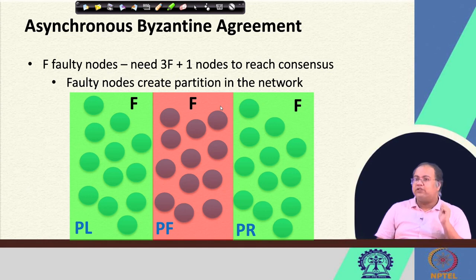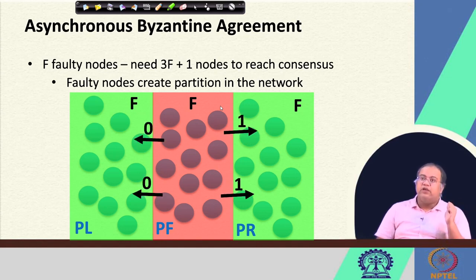And what are these faulty nodes going to do? I have said that these are Byzantine nodes and they are going to create a partition in the network. Partition in the network means sending different information to different parts of the network. So, for example, they send 0 to one part of the network and 1 to another part.